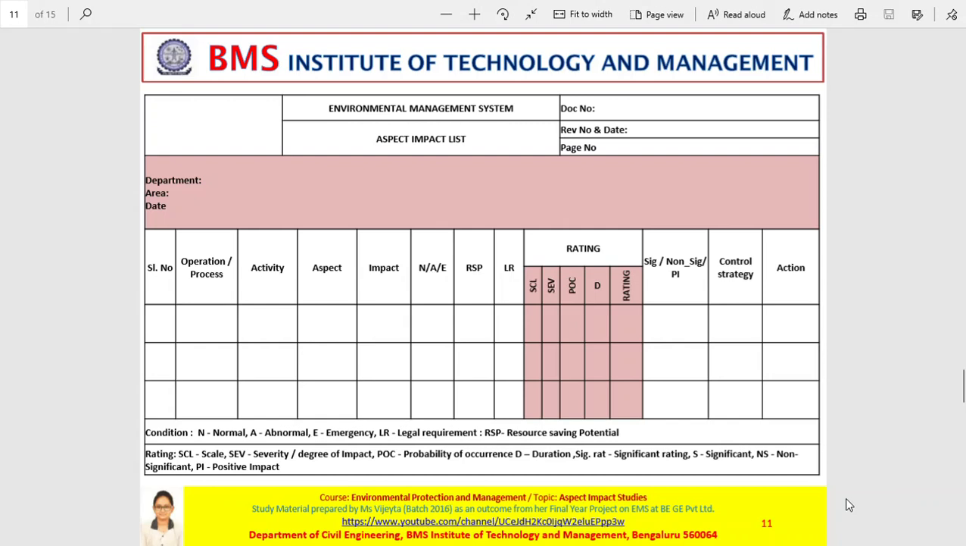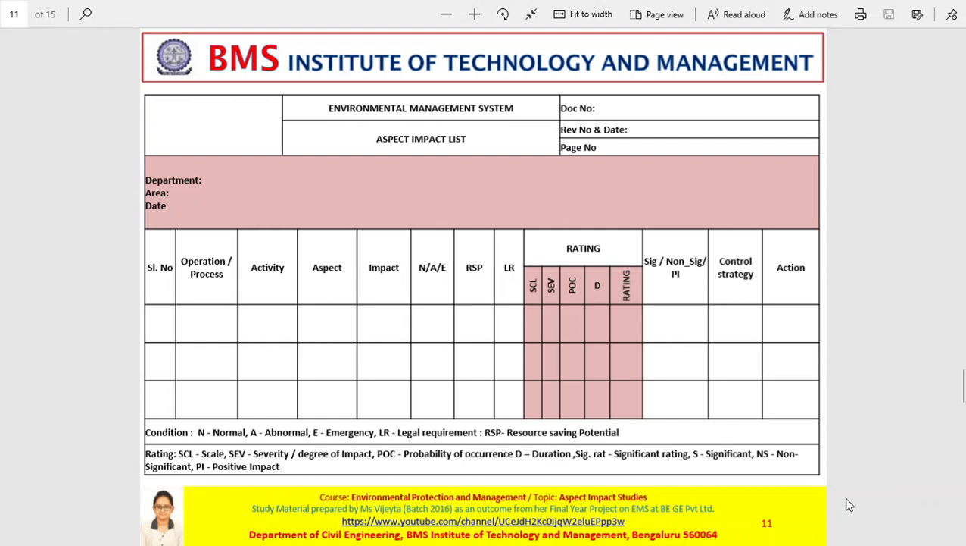The next column shows N or A or E, where N stands for normal condition or routine condition, A stands for abnormal condition or non-routine condition, for example a breakdown, and E stands for emergency condition or foreseeable potential emergency. The next column shows impact. Impact depicts a change in the environment that has been caused by the aspect. The next column shows RSP. RSP stands for resource saving potential, which depicts whether the aspect can reduce the amount of natural resource used or not. The next column shows LR.